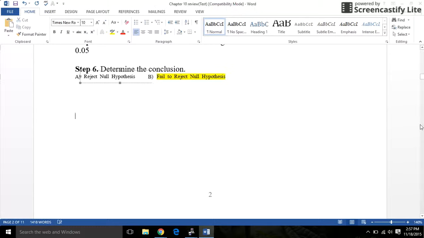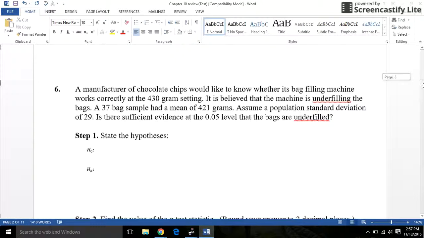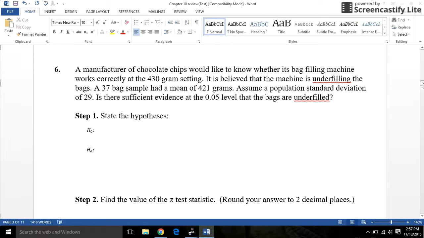Yep, that's what I want to do. Okay, so let's keep going. Let's do another one. A manufacturer of chocolate chips would like to know whether the bag machine filling is working correctly at 430 grams. It's believed that the machine is underfilling the bags.